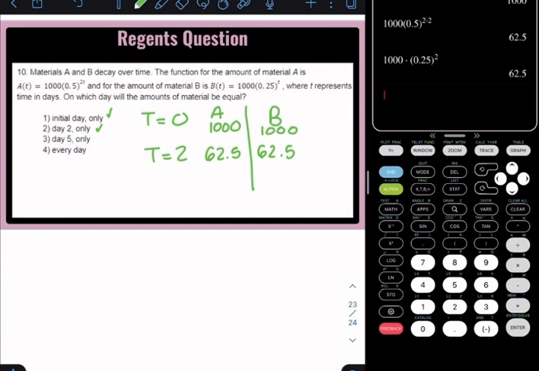Let's see if it could be day 5. 1,000 parentheses 0.5 raised to the 2 times 5 would be 0.97. And let's try B. 1,000 parentheses 0.25, and let's raise it to the 5th power, and that would also be the same thing, which means this one works. So I could just assume that every day works, because I can't just choose one of those 3 if all of them are working, so every day is good.